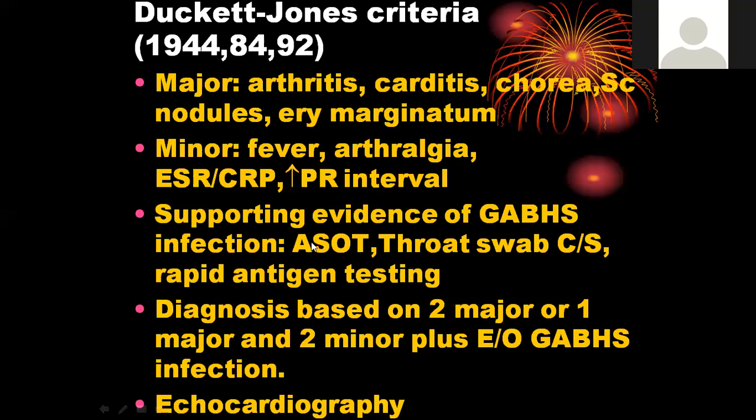And then you have to have supporting evidence to say that this disease is caused by group A beta hemolytic streptococcus. So you have to get an ASO titer, that is anti-streptolysin O titer, and a throat swab culture to tell you whether this is beta hemolytic streptococcus group A. And then we have certain rapid antigen testing also, just like your COVID rapid antigen testing, for streptococcal pharyngitis. So based on this, you have a diagnosis: two major, or one major with two minor, plus evidence of infection with streptococcus. Now echocardiography has been introduced in diagnosis of rheumatic fever.